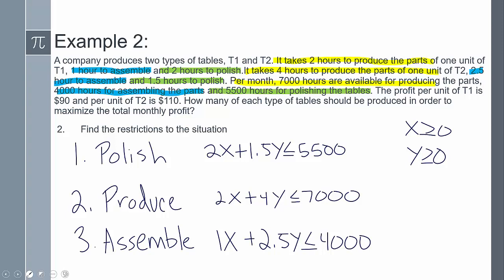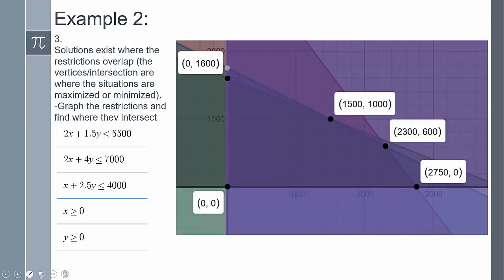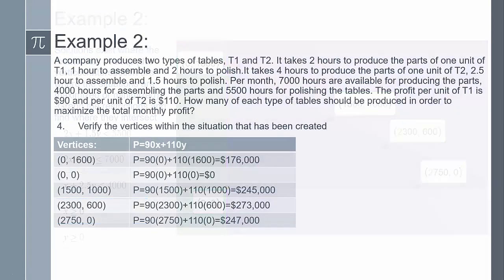And so once we have our restrictions here, now we can take them and we can graph them. So I took all of these and I plugged them into Desmos. And when I did that, this region right here, this is that region of feasibility. And so what I want from this is I want the vertices. And so the vertices were (0, 1,600), (0, 0), (1,500, 1,000), (2,300, 600), and (2,750, 0). And so I need to take those vertices. So there they are. There are my vertices, and I need to verify them.